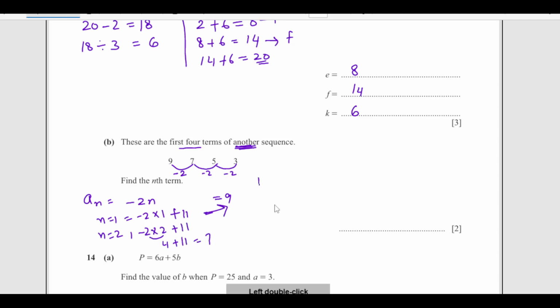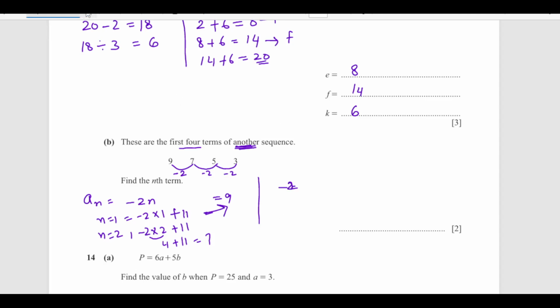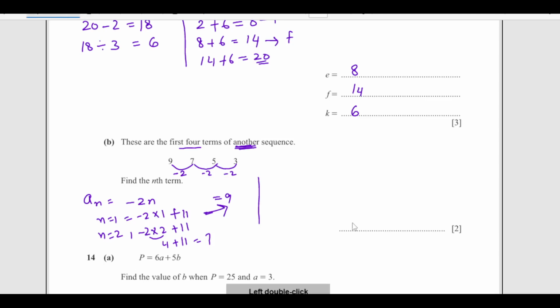So, our nth term is negative 2n plus 11. We can write it another way, 11 minus 2n, just putting the negative term second, right.